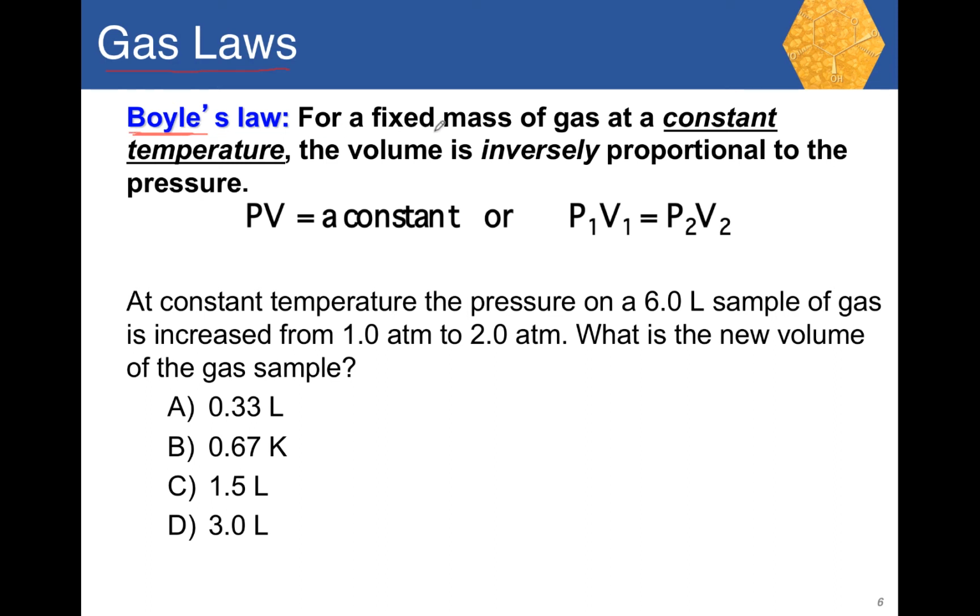And what he discovered after looking at different gases and their behavior is that for a fixed mass of gas at constant temperature, notice here, constant temperature, the volume is inversely proportional to the pressure. So I want you guys to really absorb this information and try to understand it. It's saying here that at constant temperature, volume is inversely proportional to the pressure.